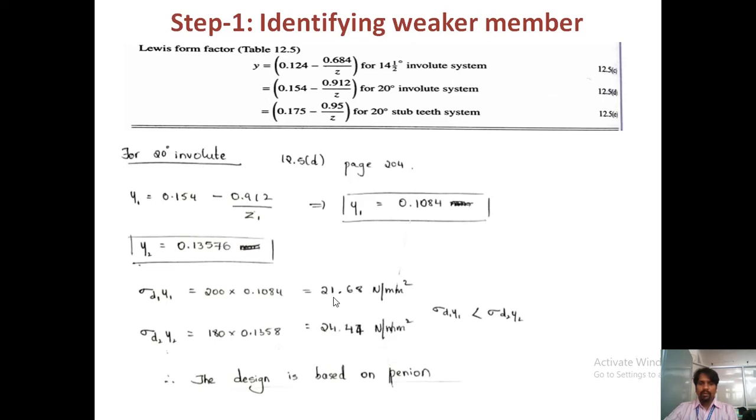Here the pinion is weaker than the gear. Sigma d1 y1 is lesser than sigma d2 y2. So the design is based on the lesser value. That is, design is based on the pinion.